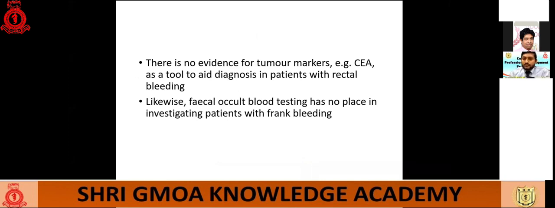Should we do tumor markers like carcinoembryonic antigen in patients with rectal bleeding? Evidence says there's no point doing tumor markers in a patient with PR bleeding to diagnose a disease. Unless you suspect a tumor, there's no point doing a CEA at acute admissions. And the other thing, which is obvious, is that in a patient coming with obvious PR bleeding, there's no point doing a fecal occult blood test.